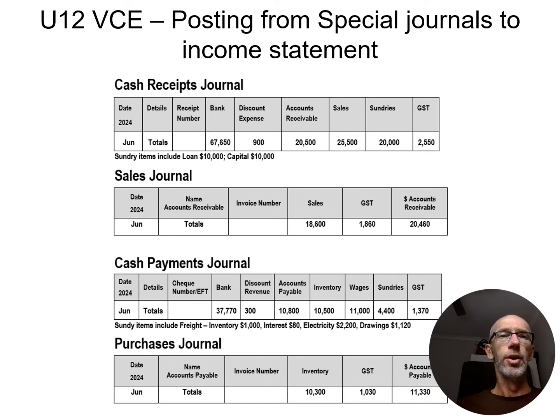We are working with a single entry system, so looking at posting from the completed special journals for a reporting period along with some subsidiary records, as opposed to posting from the general ledger and a trial balance, which is what we would do for a double entry system in the Unit 3-4 course.